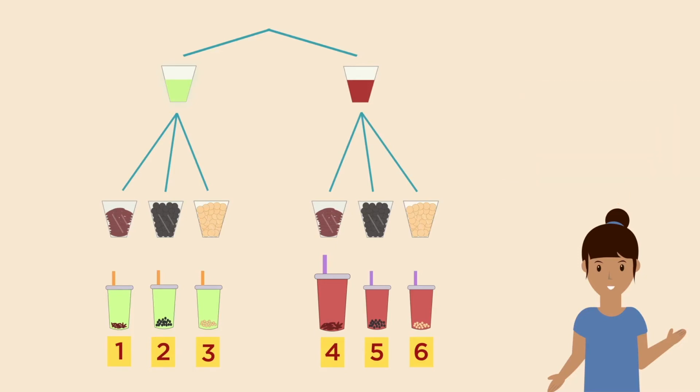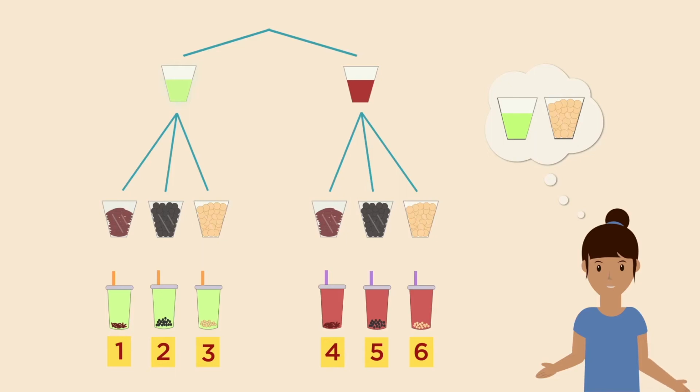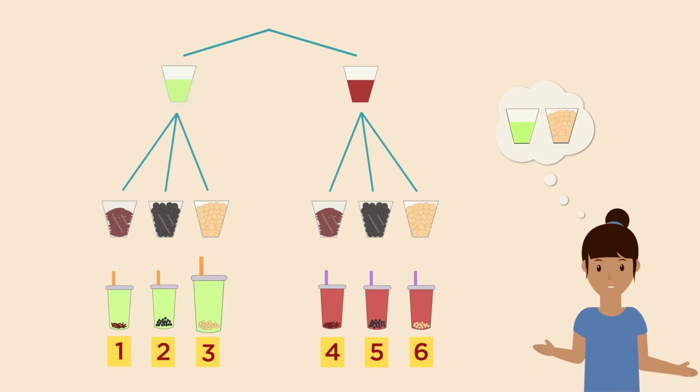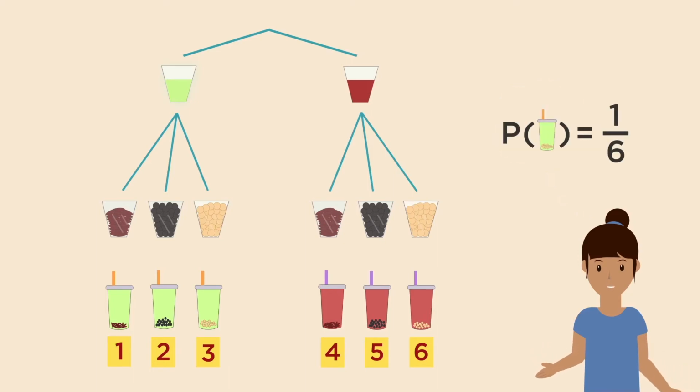This outcome right here is red tea with red beans, and this outcome over here is green tea with black pearls. Which is the one that we want? The green tea with white pearls. That's right over here. It's one of the 6 equally likely outcomes. So we have a probability of 1/6. Do you get it? Is this the only way that we can draw the tree diagram?